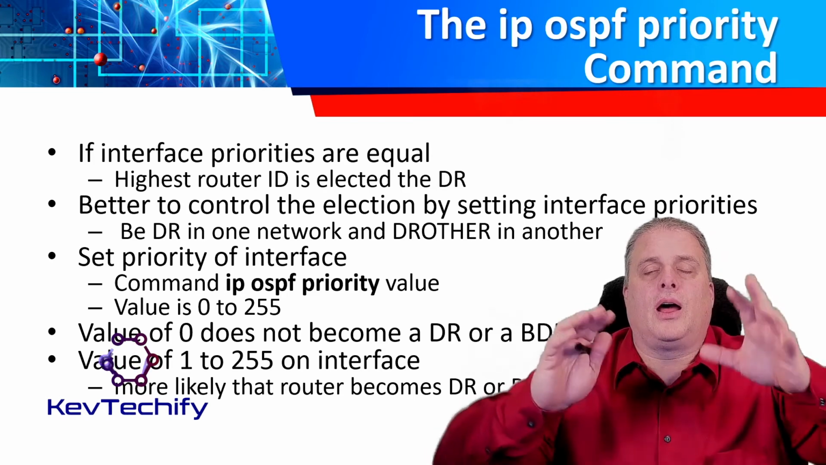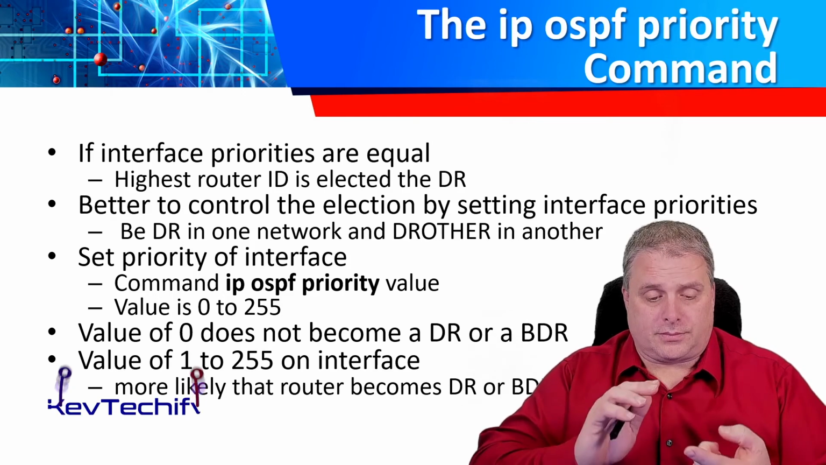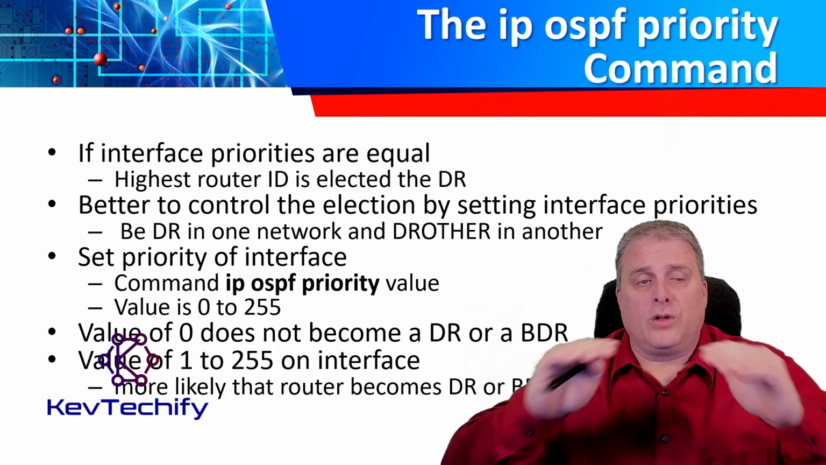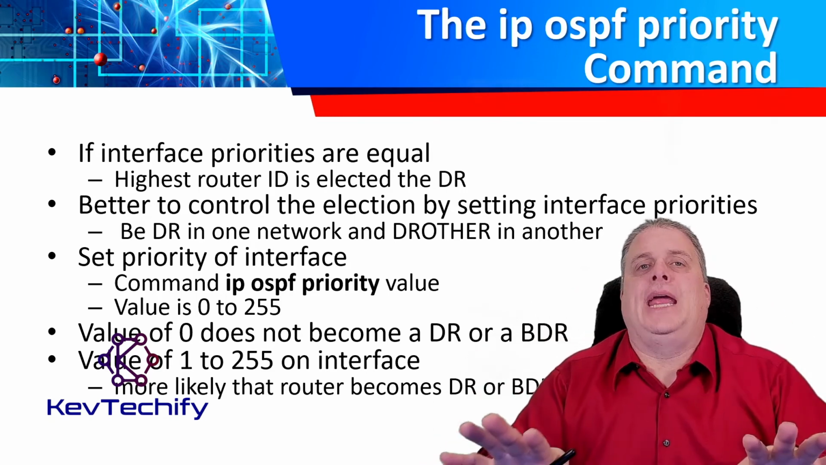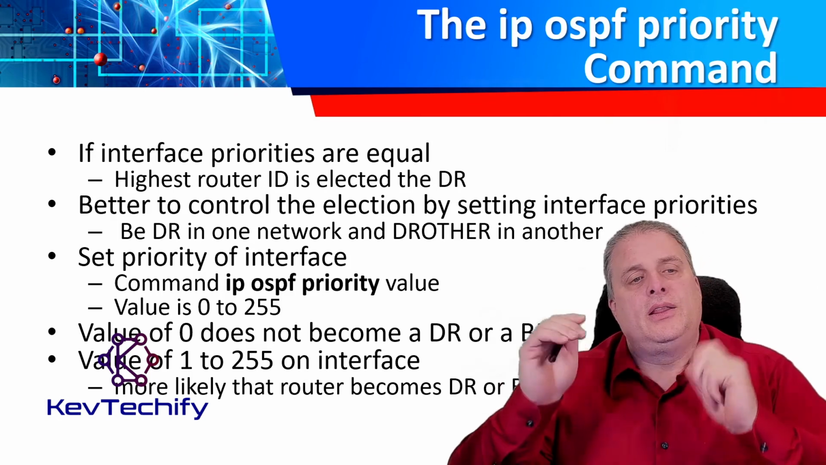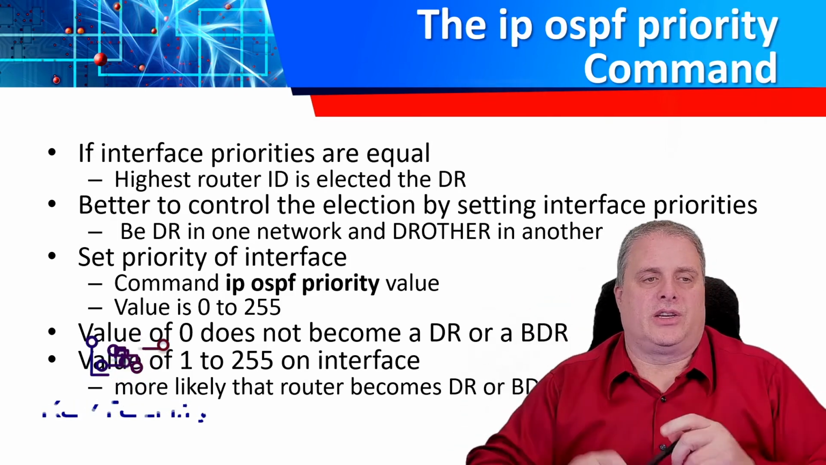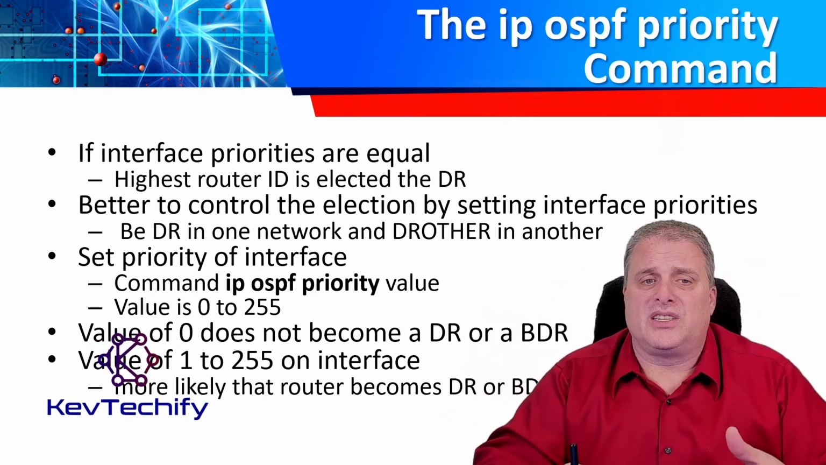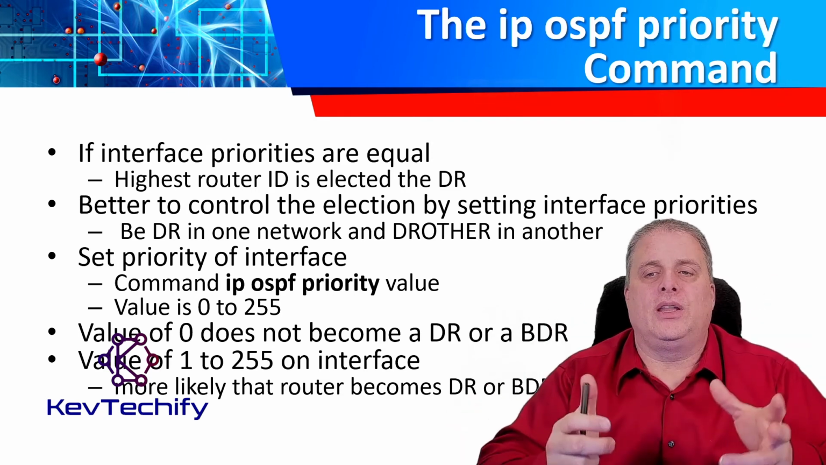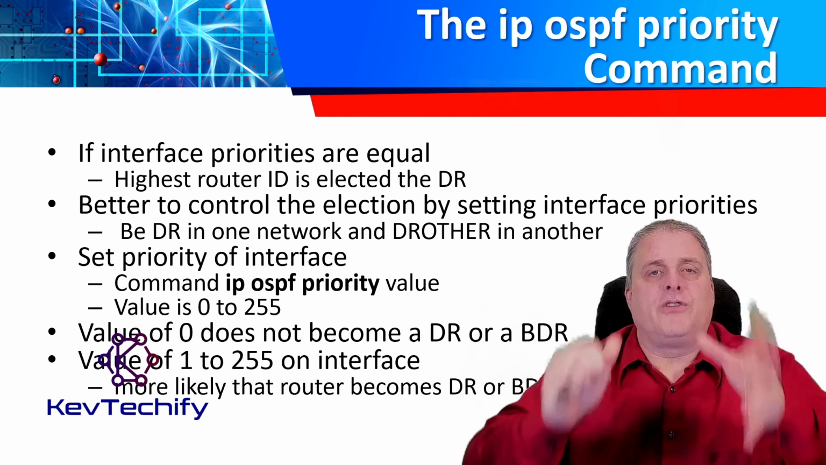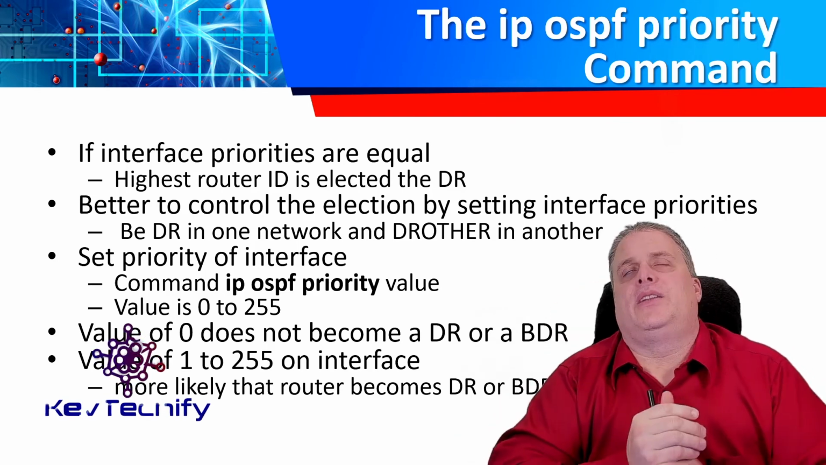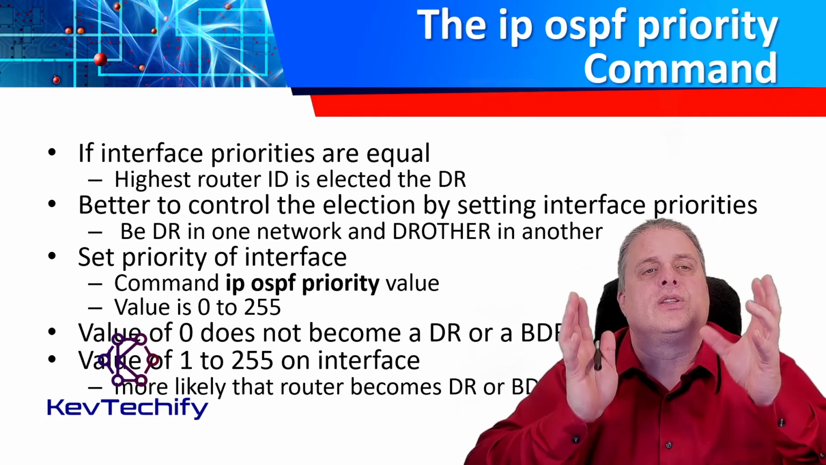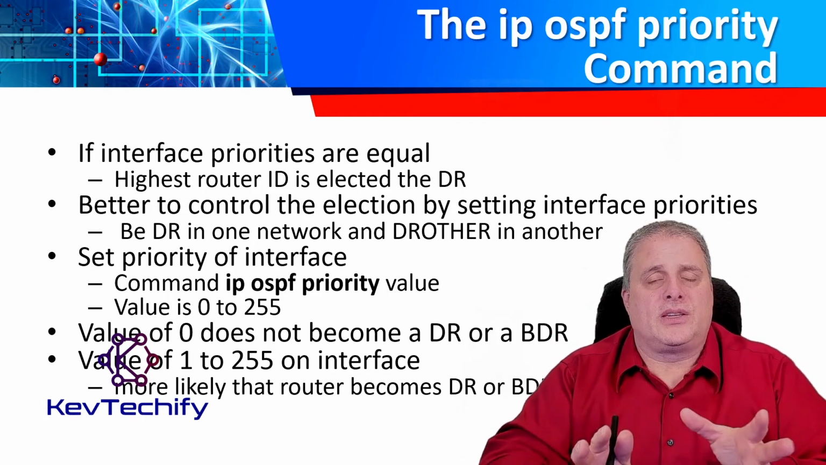By default, interface priorities are 1. If all of your priorities are the same, so you didn't go in there and change anything, they all went to their default of 1, then the highest router ID is elected to be our designated router. I think industry best practice is to control that election by going in there and setting interface priorities. Interface priorities allow you to decide who's going to be that designated router, who is going to be the one who controls all of those link state announcements and updates on your network.